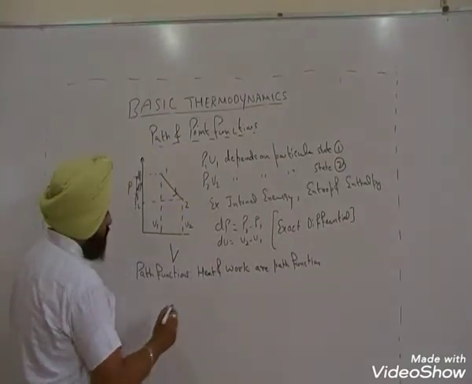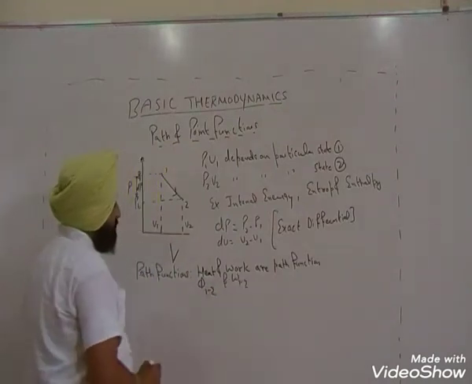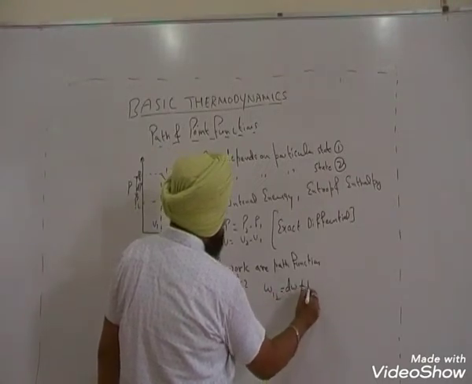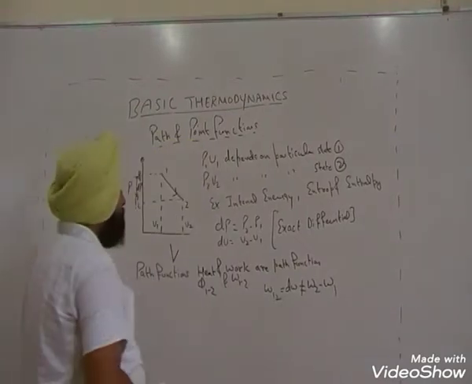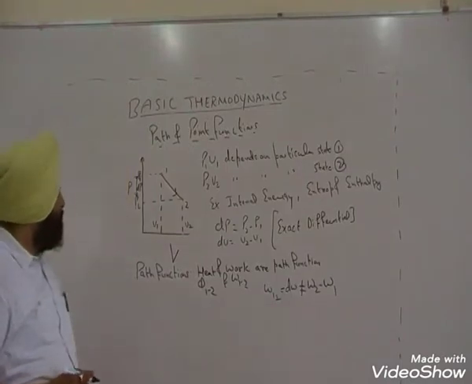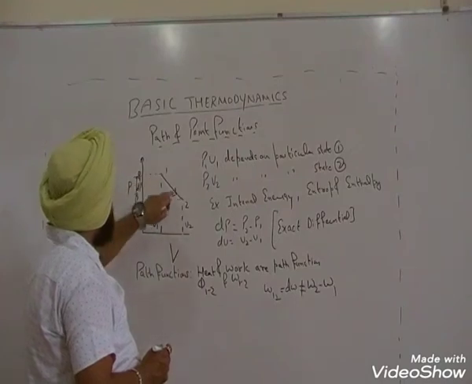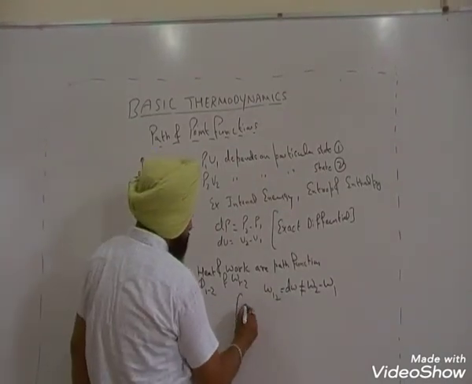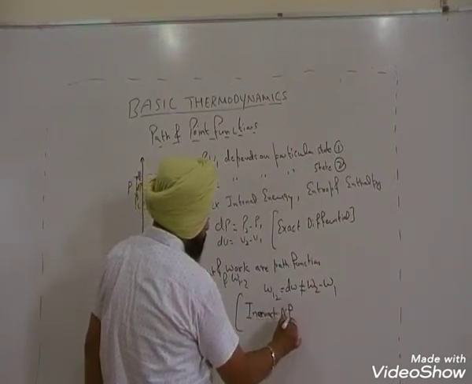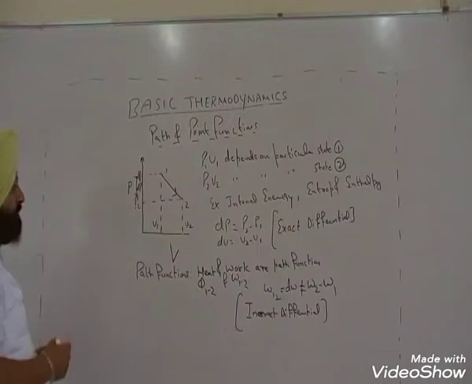Suppose for the process 1 to 2, the work done is W 1-2. For path functions, the work for the 1 to 2 process cannot be equal to W2 minus W1, because it does not depend on the particular state. Work can only be calculated when the process takes place. So this is also known as an inexact differential. So this is the path and the point functions.